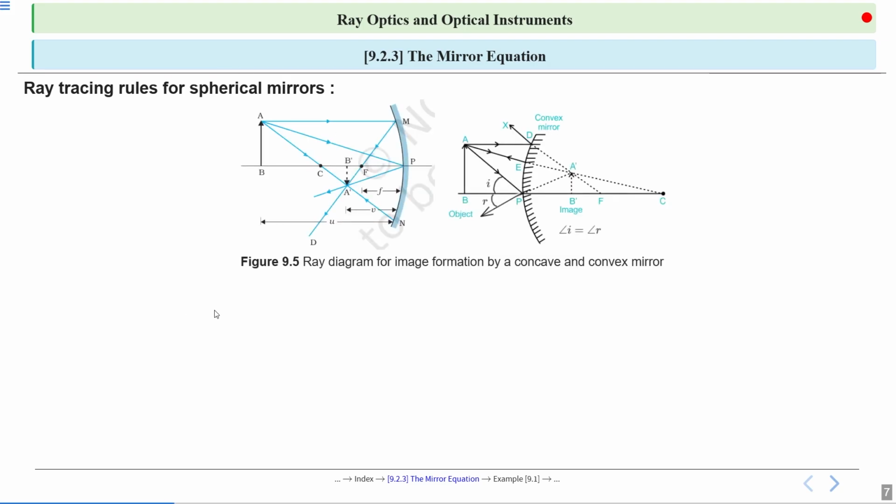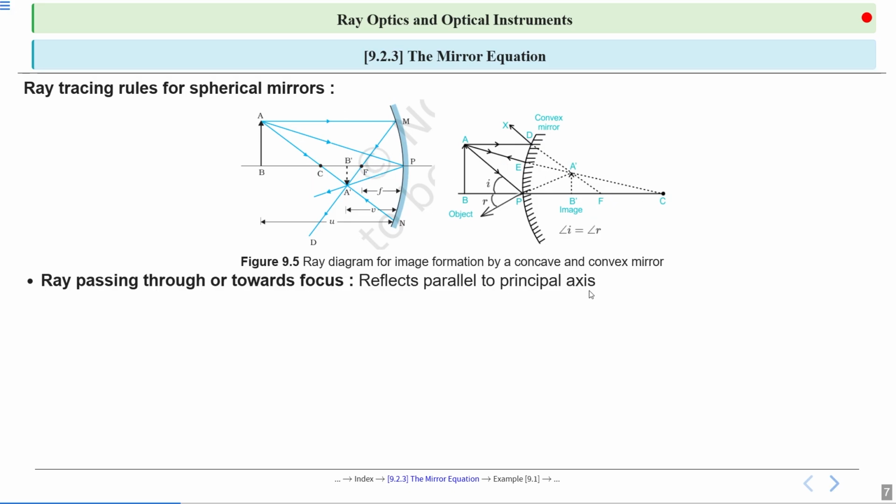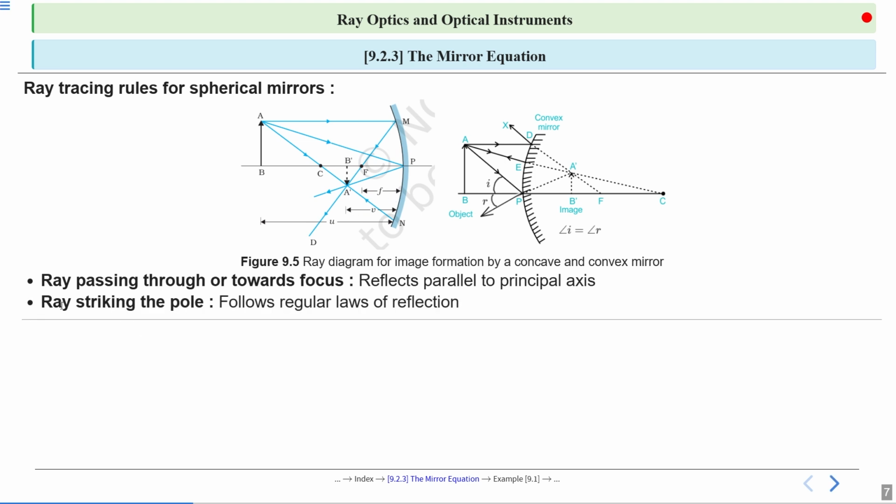Now the other 2 rays: a ray passing through or towards focus, a ray passing through focus or a ray coming towards focus, reflects parallel to the principal axis. So if a ray is coming parallel, it will pass through focus. If a ray is passing through focus, it will become parallel. So these 2 rules are interchangeable, or vice versa to each other. A ray striking the pole, in both cases, follows the regular law of reflection. Means angle of incidence will be equal to angle of reflection. Got it? These are the standard rays or ray tracing rules for spherical mirrors.